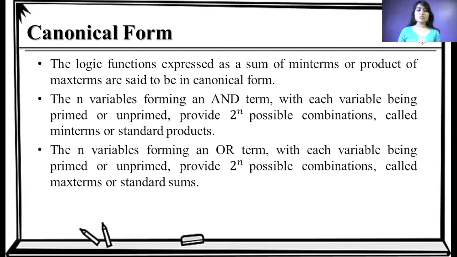The n variables forming an OR term, with each variable being primed or unprimed, provide 2 raised to n possible combinations called maxterms or standard sums.